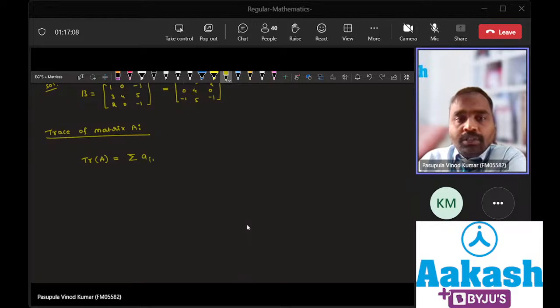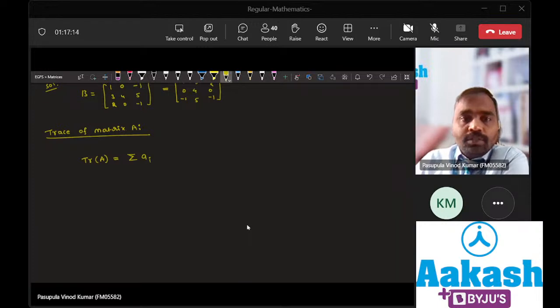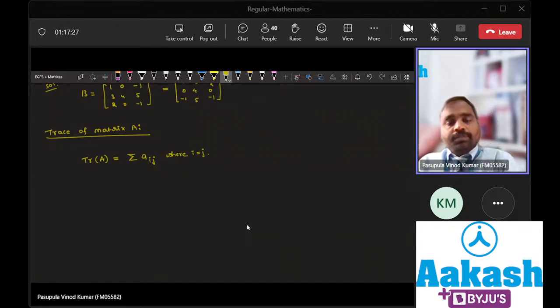We can write the sum of a_ij, where i equal to j. Do you understand now? Or else if you feel difficult here, you can write like this also: a_ii, where both indices are the same. Both are same means.